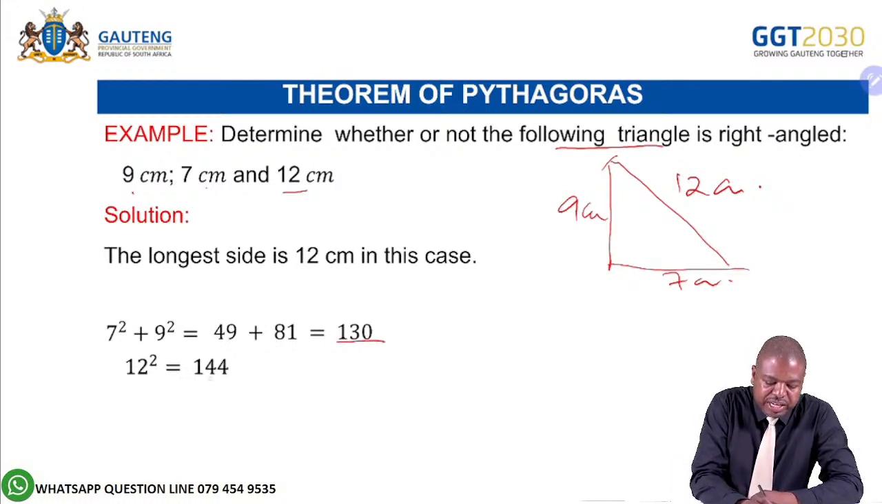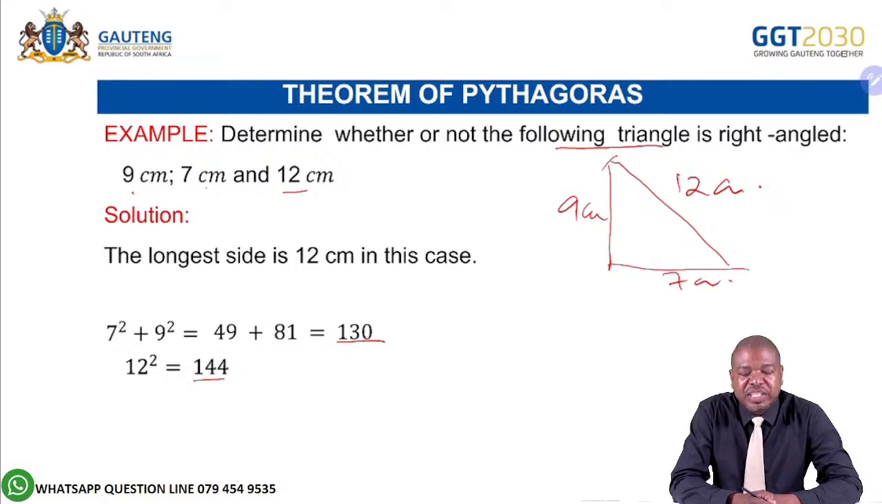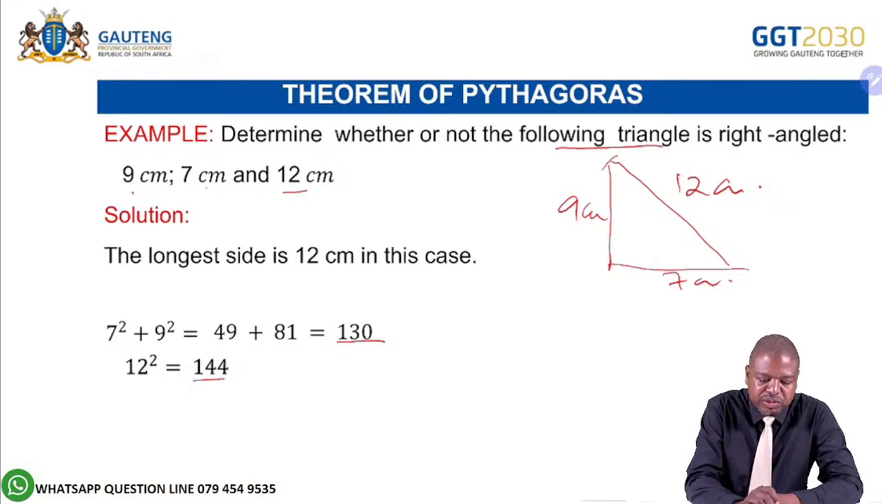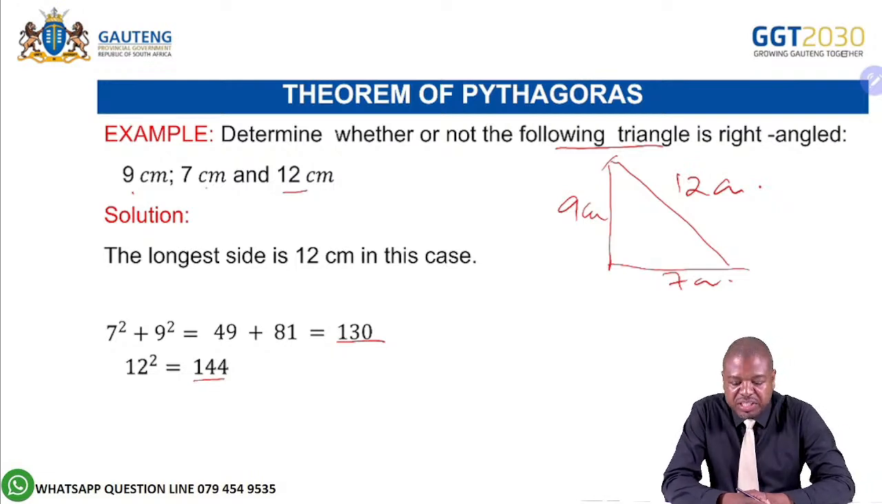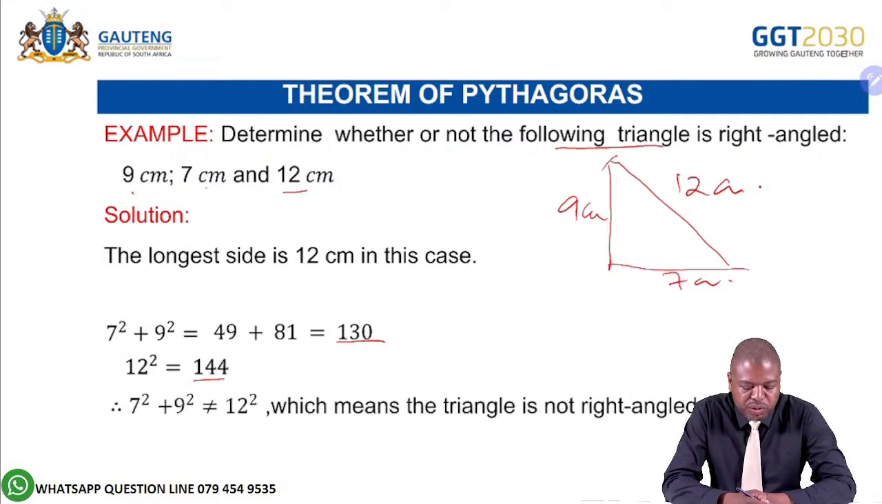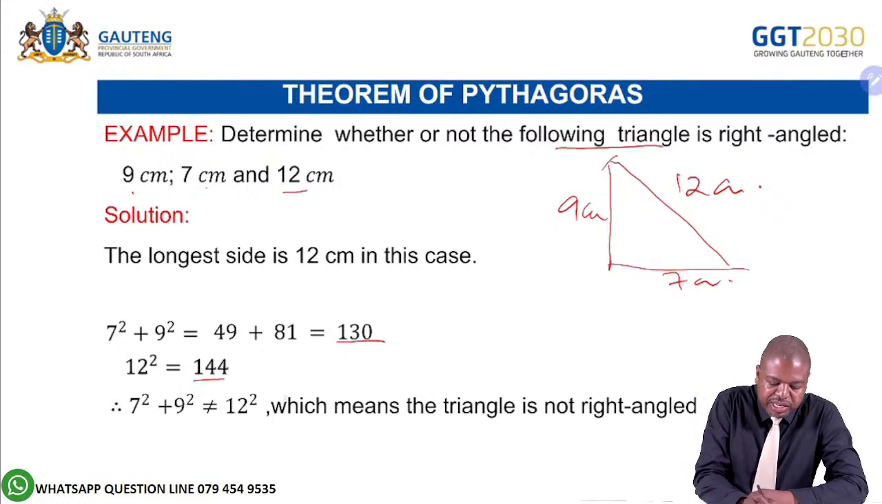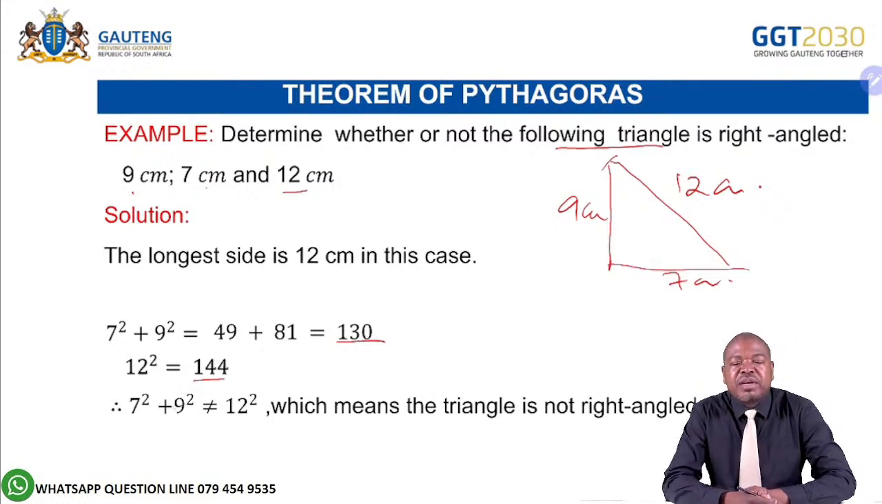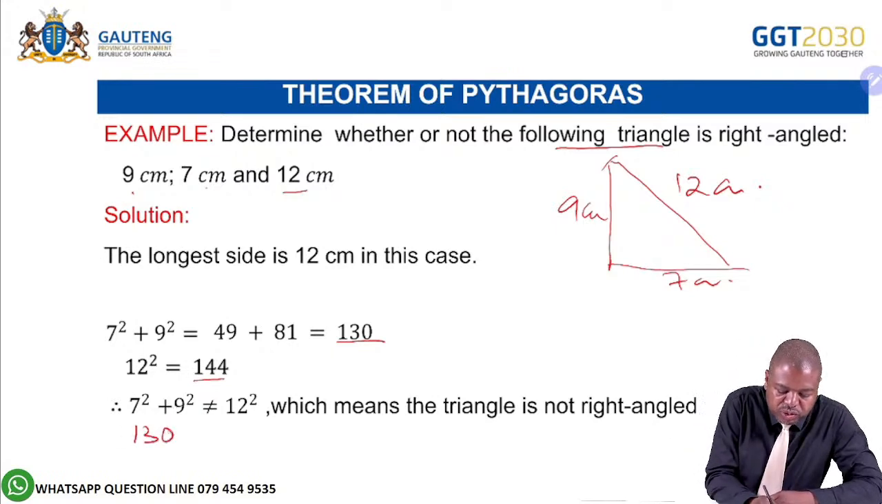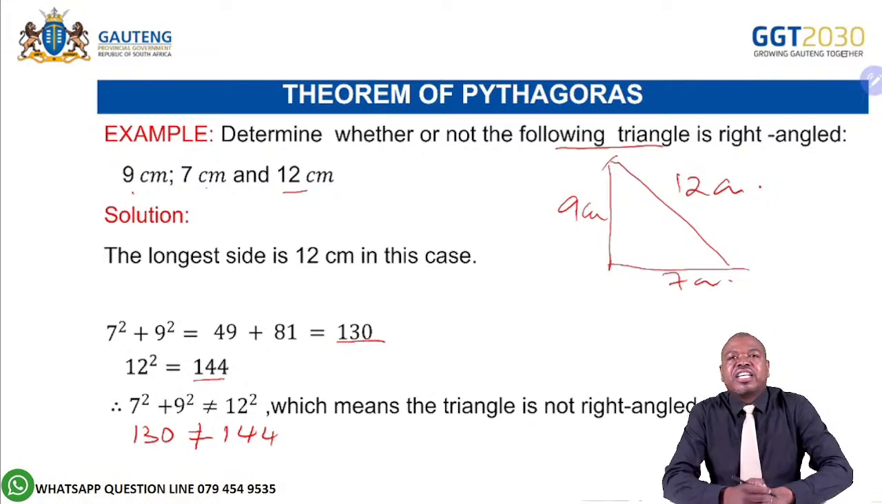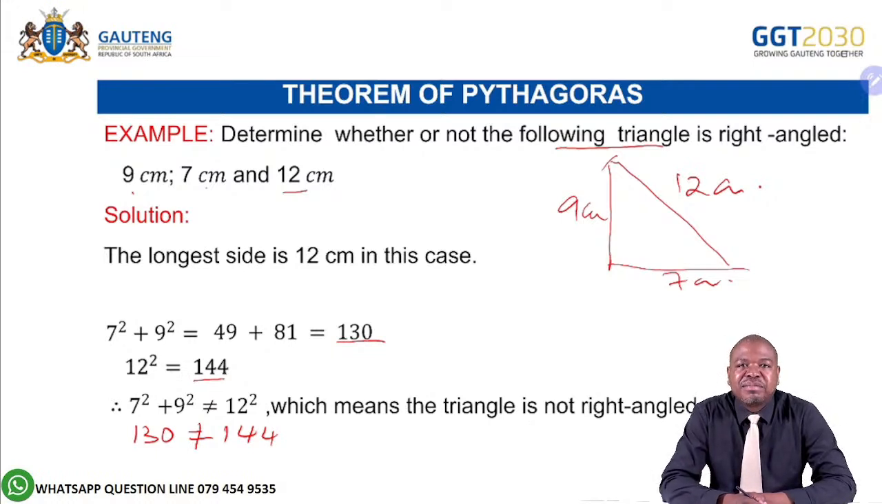Did we get the same answer there? No, we didn't. So now what were we required to find? We were required to determine whether or not the following triangle is a right-angled triangle. Therefore, we can come to the conclusion that 7 squared plus 9 squared is not equal to 12 squared, because 7 squared plus 9 squared is 130, yet 12 squared is 144, which means the triangle is not right-angled.